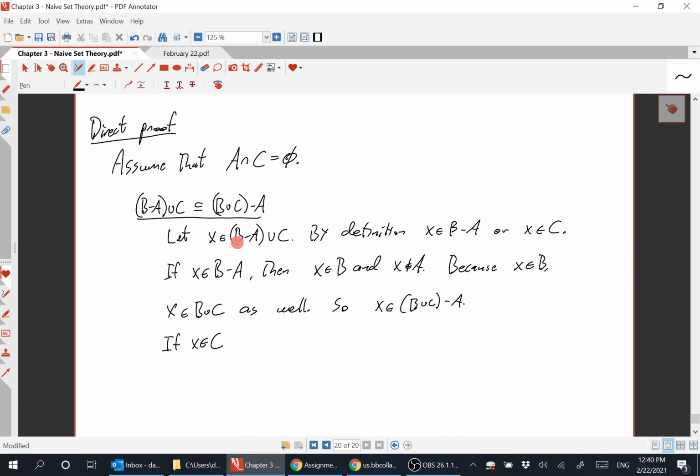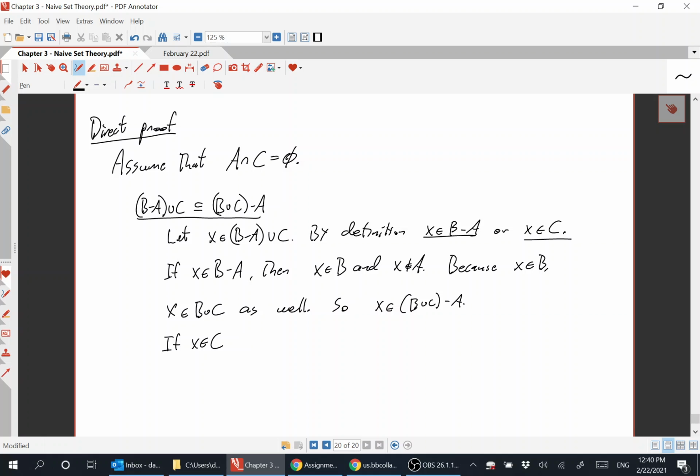Let X be an element of this. So now what we want to do is show that X is an element of this, which will show that this set is a subset of this set. So let X be an element of B minus A union C. So now we go straight to the definition. This means that X is in B minus A, or X is in C. So this is an or. Either X is here or X is here.